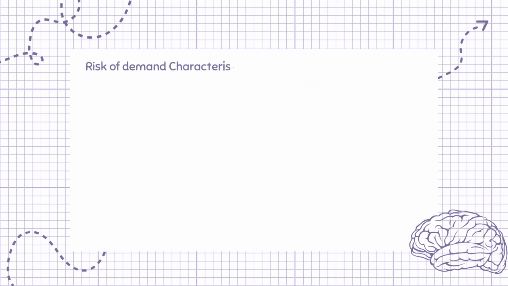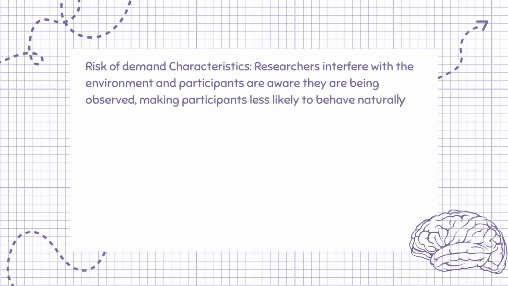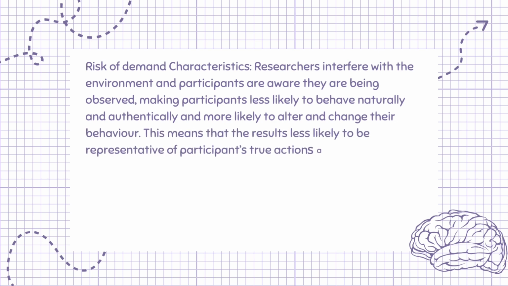Risk of demand characteristics. Researchers interfere with the environment and participants are aware they are being observed, making participants less likely to behave naturally and authentically and more likely to alter and change their behavior. This means the results are less likely to be representative of participants' true actions and behaviors.